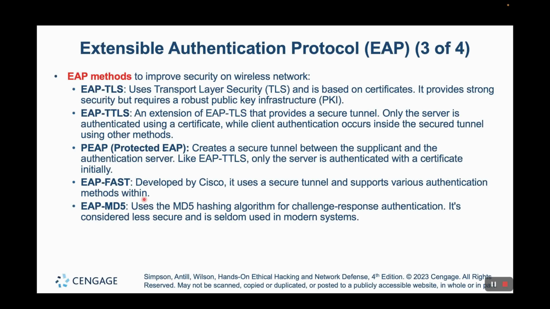Now, the EAP-FAST is developed by Cisco, and it also uses a secure tunnel and supports various authentication methods with it. It also requires a RADIUS server, preferably from Cisco, the ACS, which stands for Secure Access Control System, or ISE, Identity Services Engine, used to manage endpoint, user, and device access to all the network resources within a zero trust architecture.